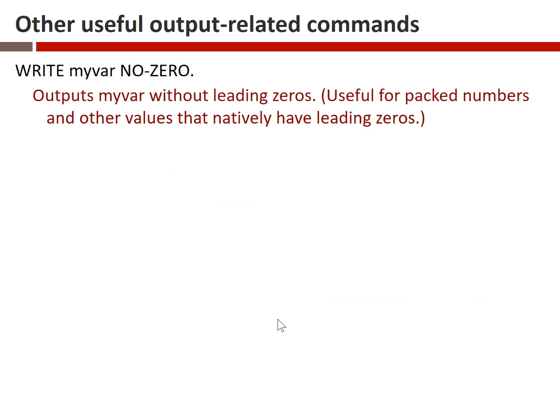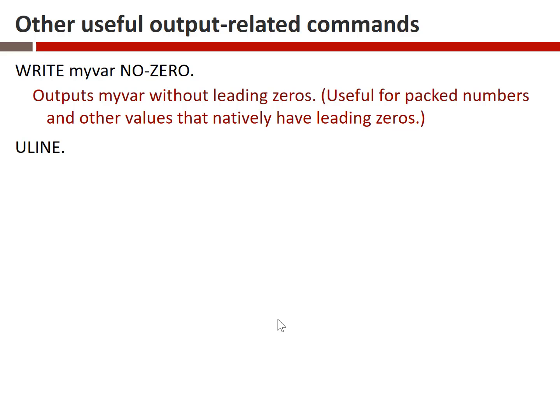Other useful output-related commands. If I try to write out a variable and I put no-zero, that's going to output my var without leading zeros. We haven't yet talked about data types, but there are some numeric data types that have leading zeros, and you don't want that in your output. Think of an old school odometer that was 0, 0, 0, 0, and then the number. Well, that's what we get when we write out certain data types in ABAP. If you don't want all those zeros, we just add no-zero to the modifier here.